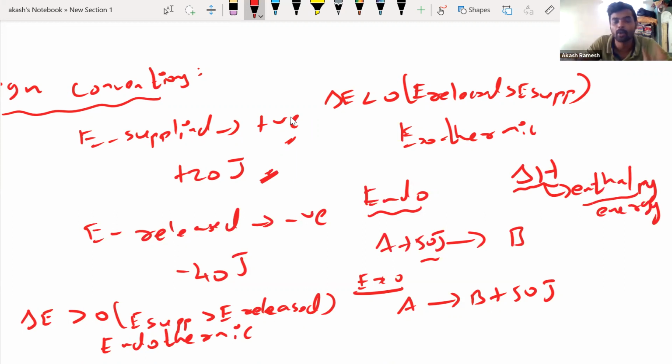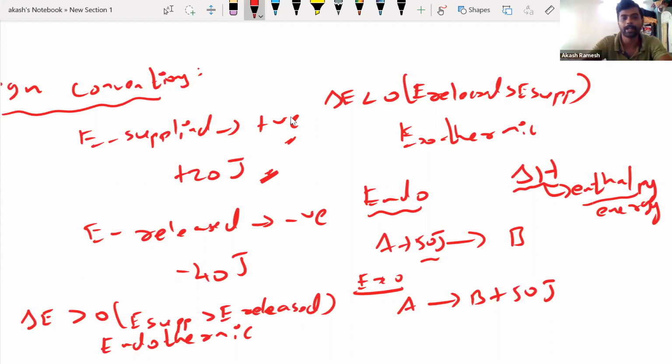Delta H is called enthalpy. Enthalpy is nothing but energy. You will study about it more when you come to 11th class in a chapter called thermodynamics. You will be studying about what is delta H. We don't have to go into the details now.